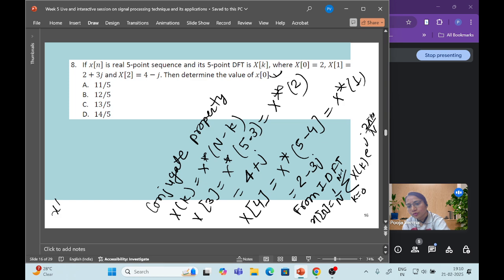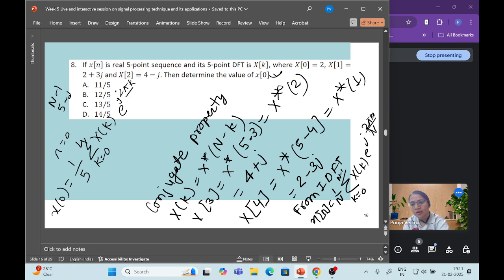So to find out x of 0, just put n equal to 0. So 1 by capital N. It is a 5-point DFT, so 1 by 5, and k will vary from 0 to N minus 1. N minus 1 is 5 minus 1, that is 4, right? X of k e to the power j 2 pi k by 5.